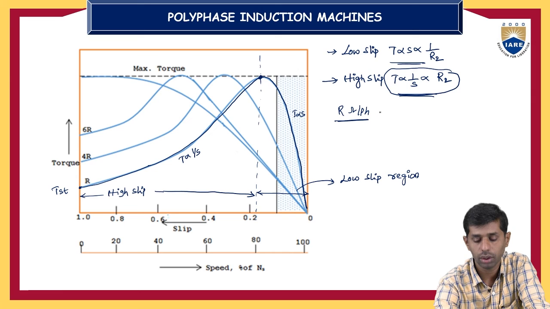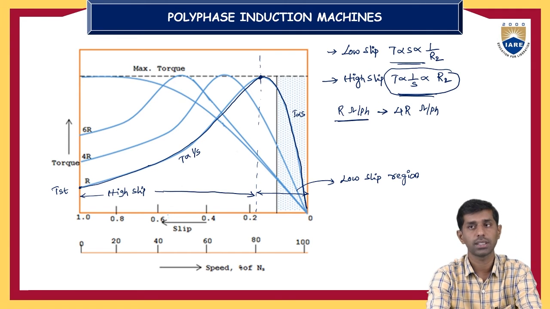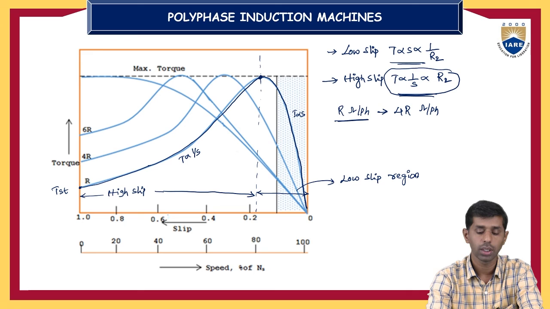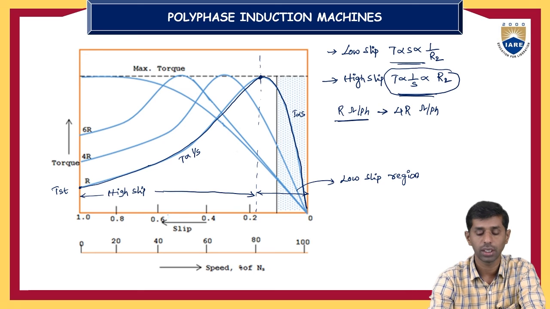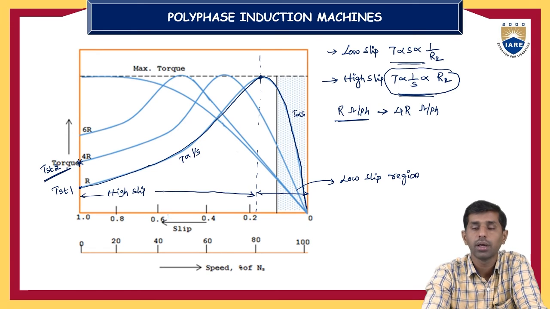If I increase the rotor resistance from R ohms to 4R ohms per phase, all the parameters are in terms of per phase quantities. When I increase the resistance from R ohms to 4R ohms under starting condition, that is at a high slip region, the starting torque increases from the initial value of TST1 to the next level, TST2, when the rotor resistance is increased to 4 times the initial resistance.